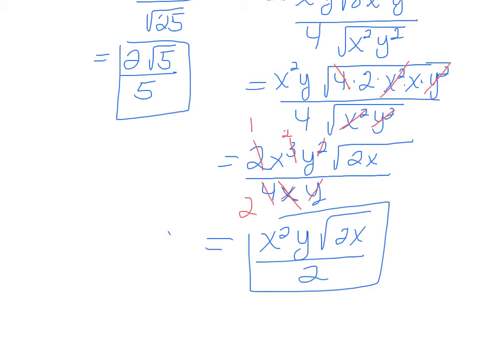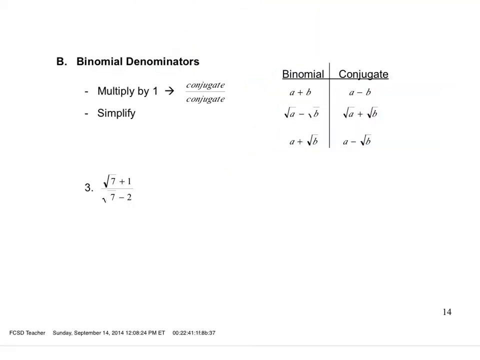Okay, let's see what happens when we have a binomial in the denominator, which means the radical is not by itself, it's not being multiplied by anybody like we just had in number 2. We now have an addition or subtraction sign down there. And if it is a binomial, what you need to do is multiply by its conjugate.